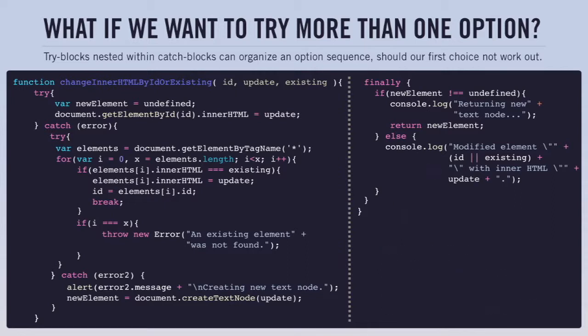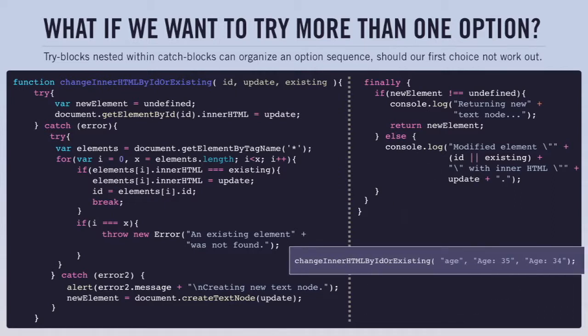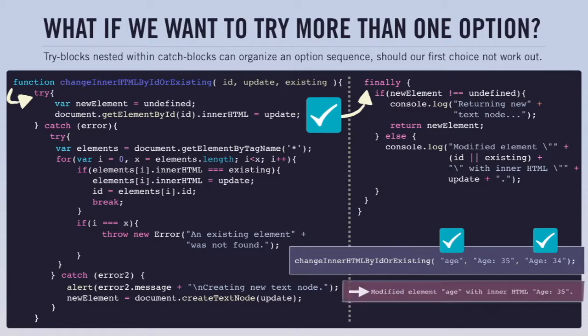So let's say in some website we called change inner HTML by ID or existing, and we called it with an ID of age. And let's say that that age ID did in fact exist. We also passed in an update, meaning we want the new inner HTML to be age is 35, and the old one, which was age, is 34. Well, what will happen in this case if age did in fact exist? First thing the function would do is go to its first try block, and it would find the element no problem and set the updated inner HTML to be age is 35, and we get that logged out.